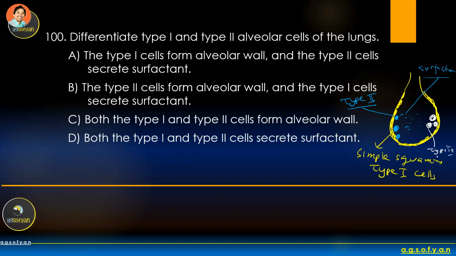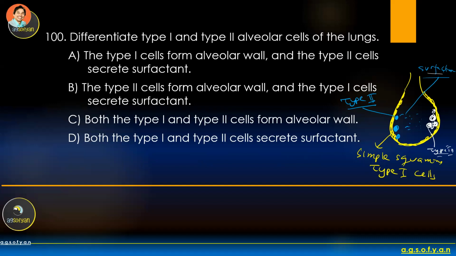So there are three types of cells in the alveolus. The first one is type 1. This is the one that makes the wall for gas diffusion. The second one is type 2 alveolar cell. This is the one that produces surfactant. And the last one is type 3 alveolar cell, and this is the one that cleans up the alveolar lumen, maybe from debris or maybe from bacteria.